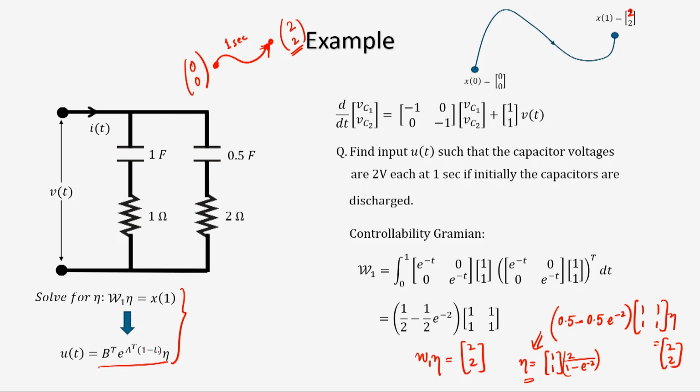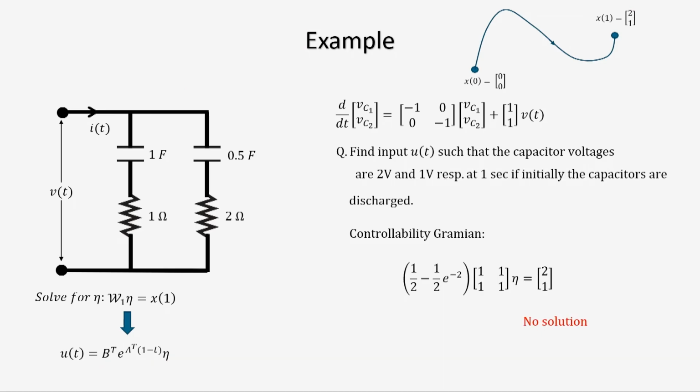Now, if the problem has been changed, so that instead of 2 volts at 1 second I want something else, suppose I want the final voltages to be 2 volts here and 1 volt here. In that case, the controllability Gramian remains the same, the only thing is that the right hand side now becomes (2, 1), and you can see that (2, 1) is in no way in the image of this matrix.